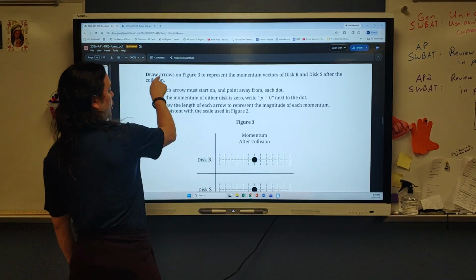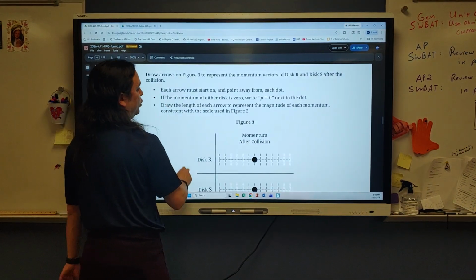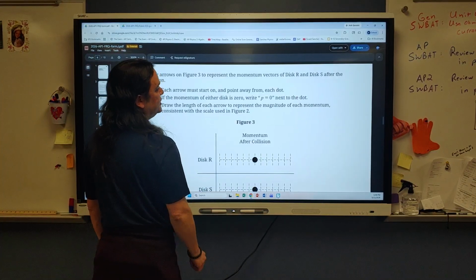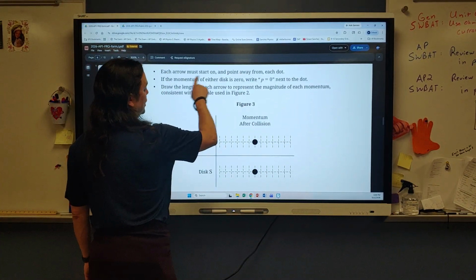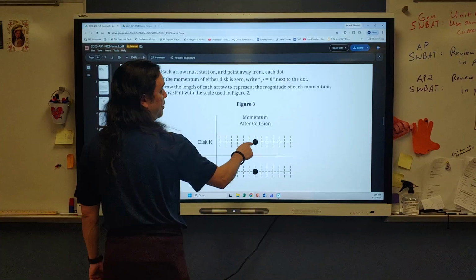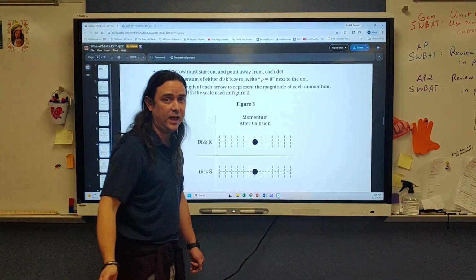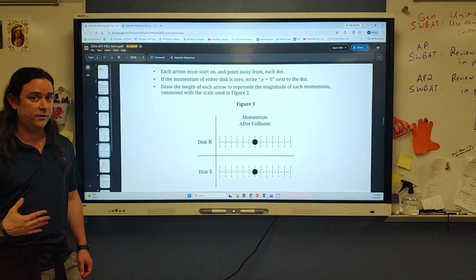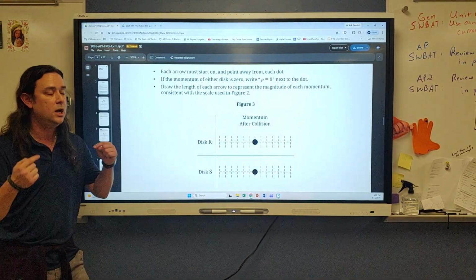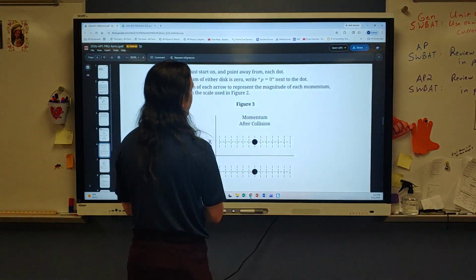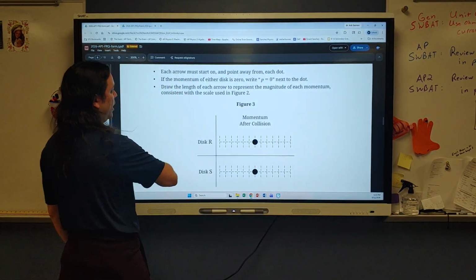Okay, our instruction word is draw. Draw arrows on figure 3 to represent the momentum vectors of disk R and disk S after the collision. Each arrow must start on the dot and point away from each dot. Make certain that you do not leave space between the dot and the arrow. Those were the instructions that they gave in the past for free body diagrams, so make certain that there's no gap. Start on the dot and then draw away from it with your arrow in the direction that the arrow is pointed.